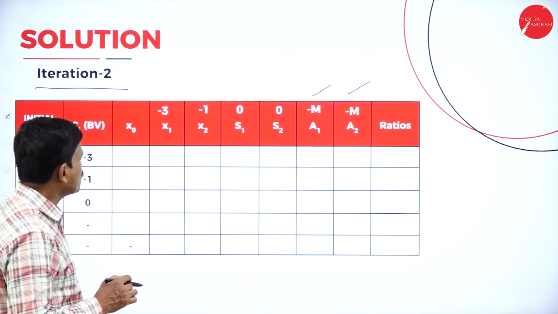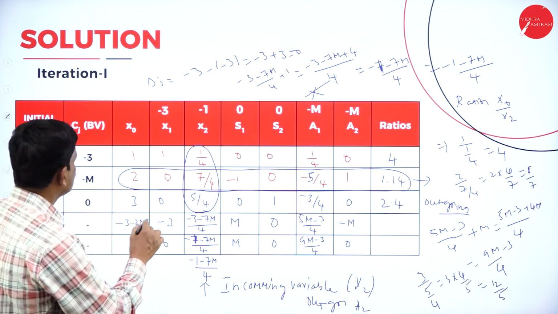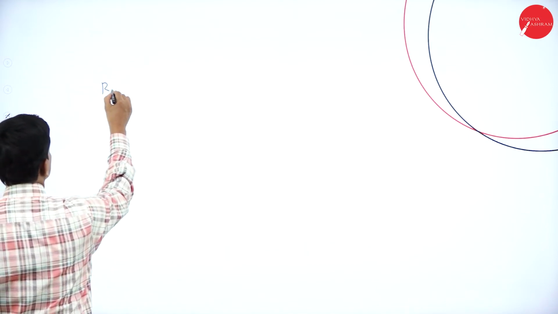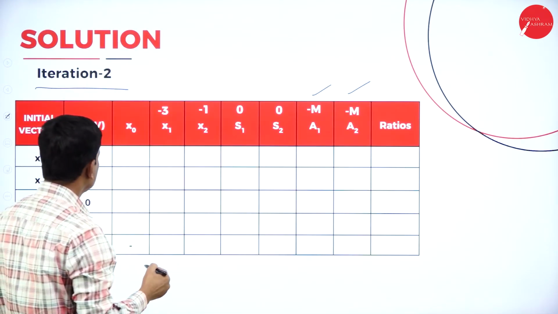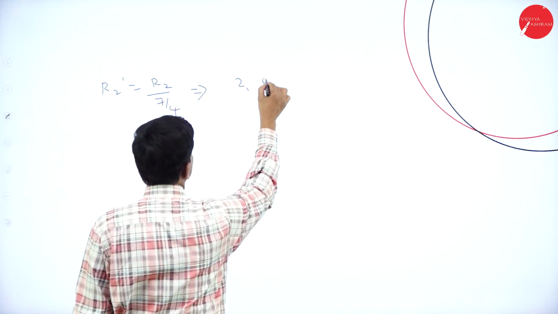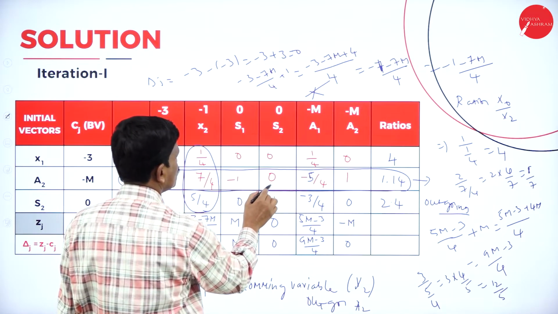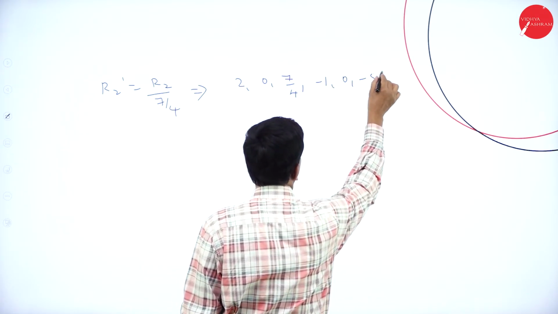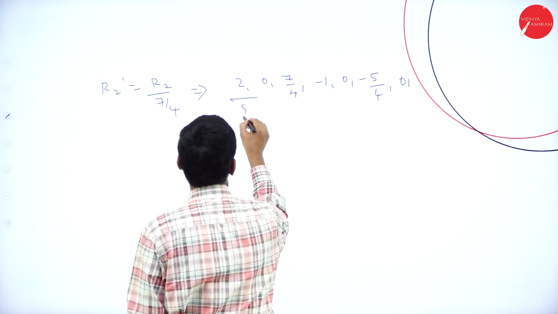Now the first step you want to do is convert this 7 by 4 as 1. So R2 dash is equal to R2 divided by 7 by 4. Now what are the elements of R2? I will write R2: 2, 0, 7 by 4, minus 1, 0, minus 5 by 4 and 1. Now divide by 7 by 4.